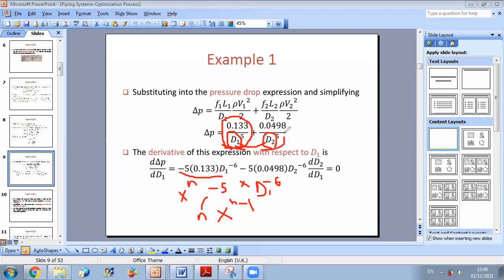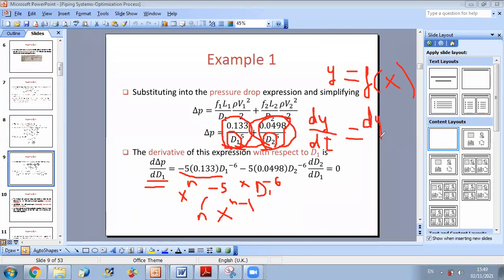Okay. Now for the second term we need to use something called the chain rule, because the second term is a function of D2. From the chain rule, if you are deriving with respect to a certain variable and you have a function of another variable, then you first derive this function with respect to D2, and then multiply by the derivative of D2 with respect to D1. What does the chain rule say? It says if I have y, for example, a function of x, and I want to derive y with respect to time, I can write that dy by dt is equal to dy by dx, because y is given as a function of x, times dx by dt. This is called the chain rule. Okay.